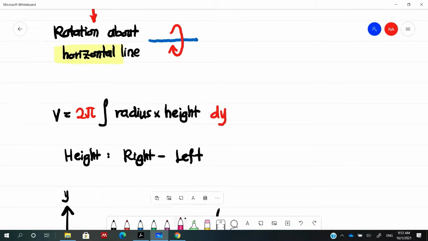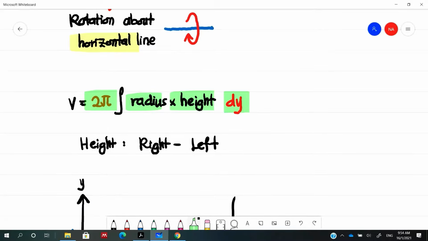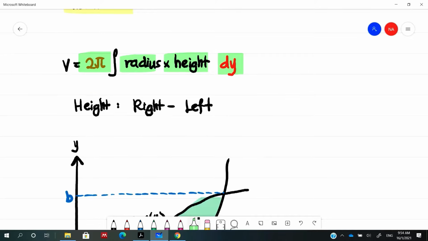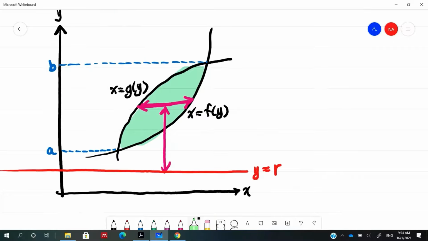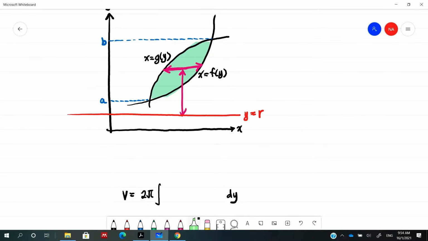For this method, you start your formula for volume, which is given by 2 pi, integrate radius multiplied with height, but bear in mind that when you rotate about a horizontal line, it should be dy. It is completely different from the washer method. So 2 pi radius multiplied with height dy. For this case, the height will be defined as the right function minus the left function. Let's look at this example. This is the region that we want to rotate about the line x equal to r.